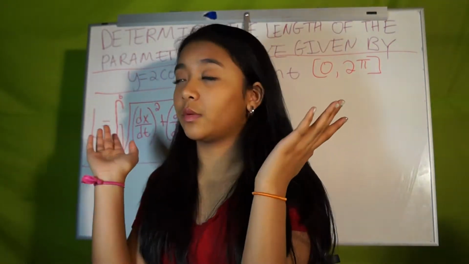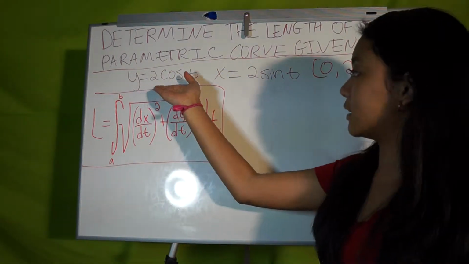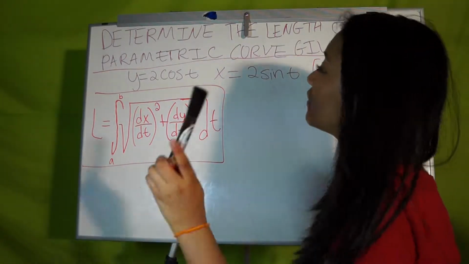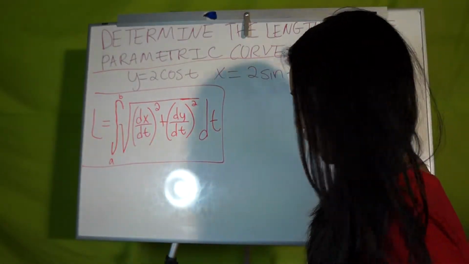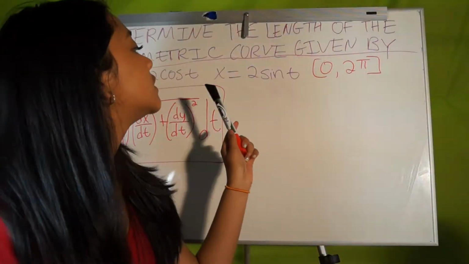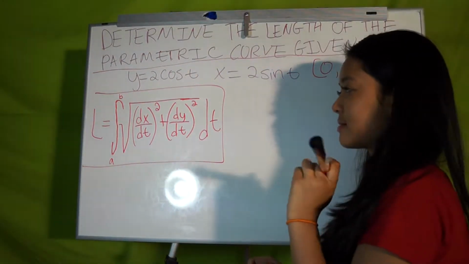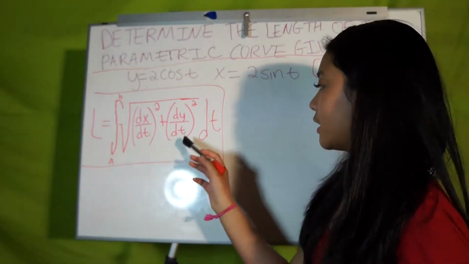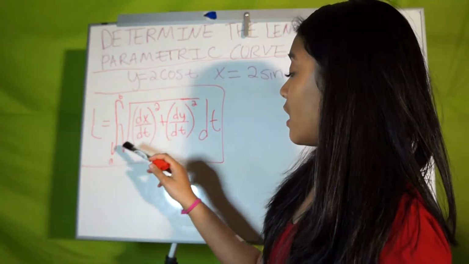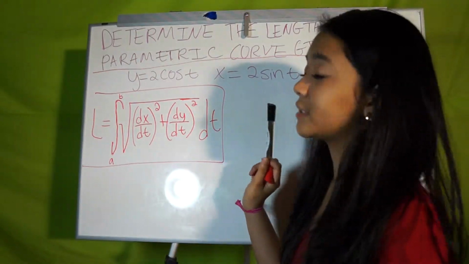So today we will be determining the length of a parametric curve given by these parametric equations: y equals 2 cosine t and x equals 2 sine t, from the interval 0 to 2 pi. We have to use this parametric formula: length equals the integral from a to b of the square root of dx over dt squared plus dy over dt squared, times dt.